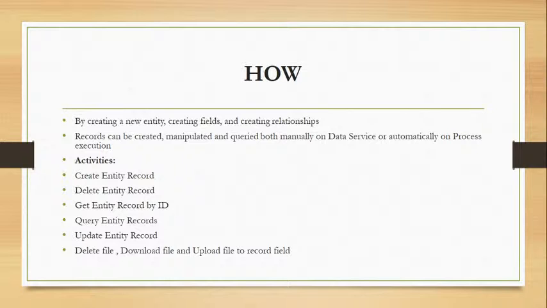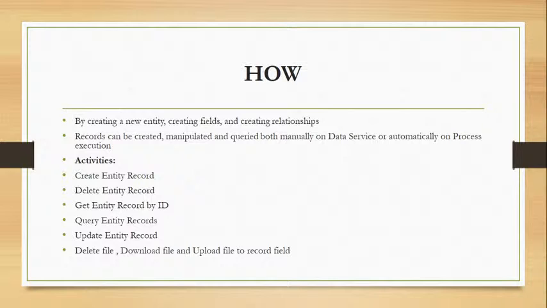Activities. Here are some activities that we can use to operate on Data Service from Studio: create entity record, delete entity record, get entity record by ID, query entity records, update entity record, delete file, download file, and upload file. Here we can also upload a file to a particular record, delete the file, and download the file of a particular record.